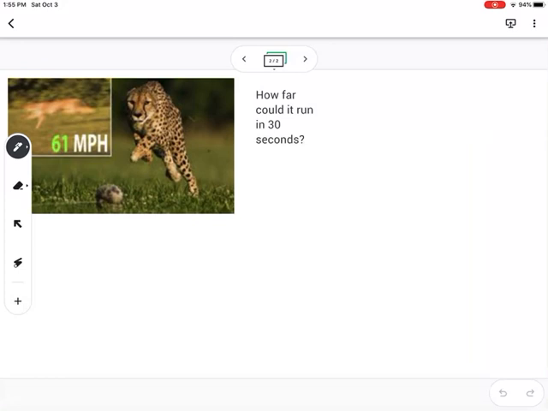Here's a cheetah that is said to have run at 61 miles per hour. So that cheetah could run alongside cars that are traveling on a highway and keep up.